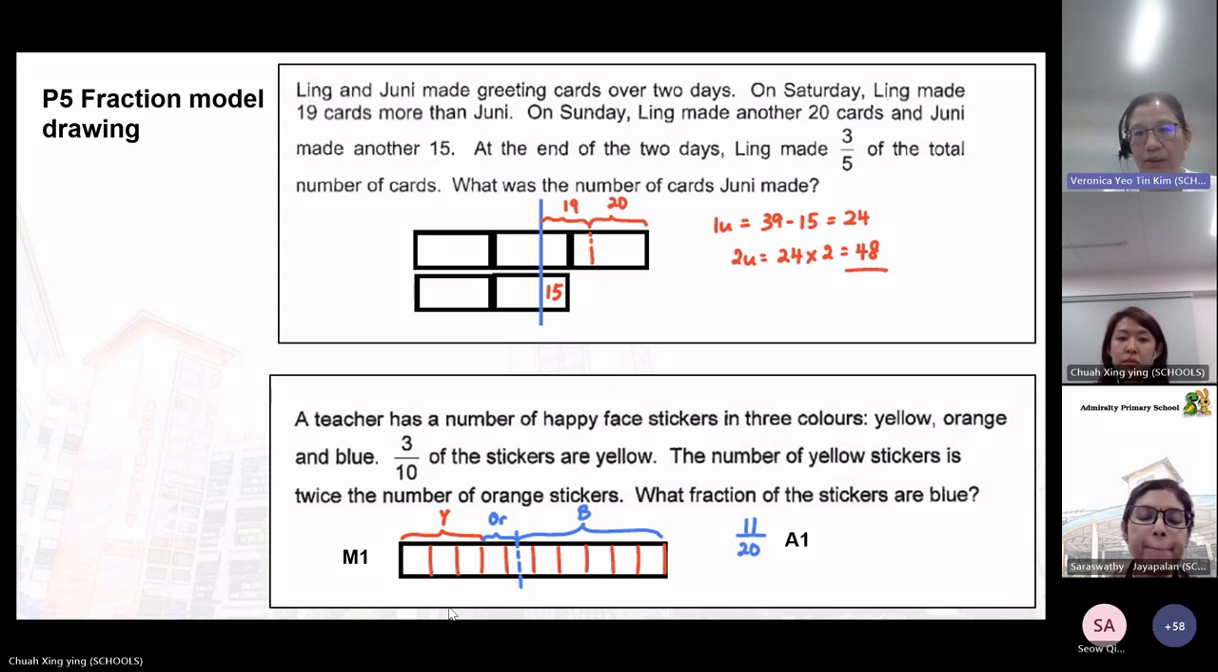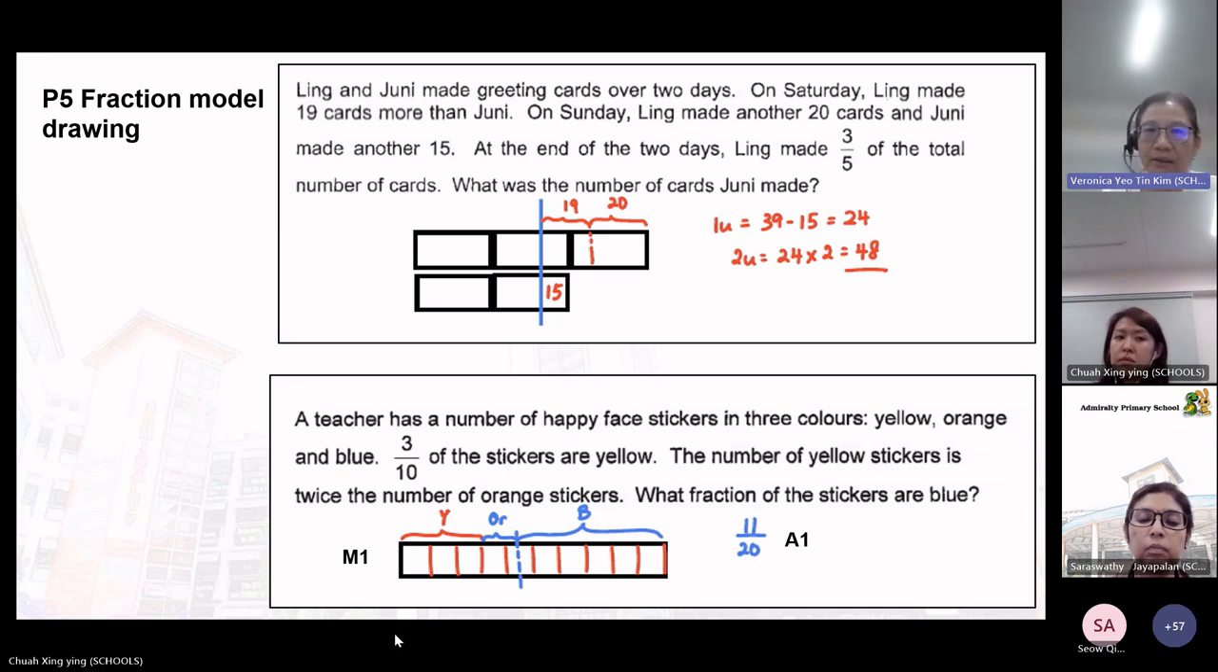So the model demonstrates a very clear mathematical understanding, and the answer is 11 out of 20. So even though there is no equation, the M1 can go to this model drawing because it shows the mathematical thinking behind how the child acquires 11 out of 20.